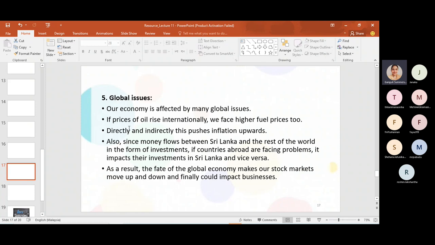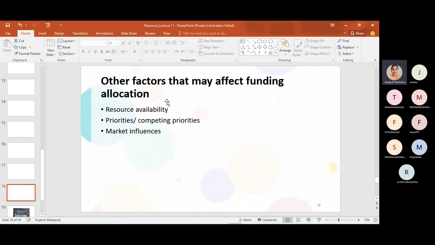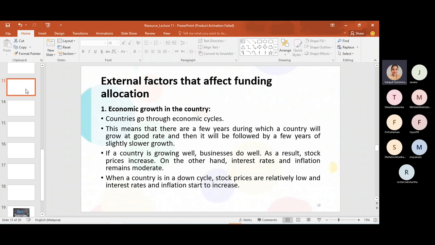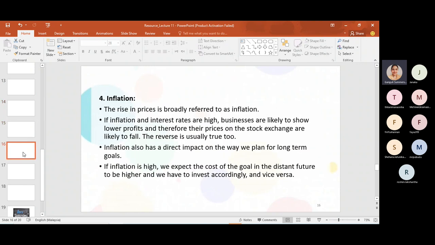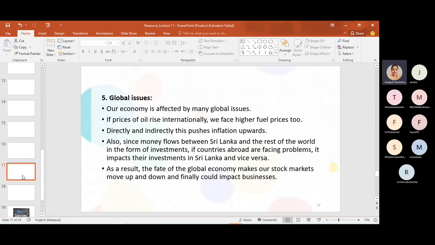So these issues can impact businesses, positively or negatively. Okay, so global issues is another external factor that affects funding allocation. Apart from these factors, we discussed five external factors, right? Economic growth of the country, political issues, interest rates, inflation, and global issues.